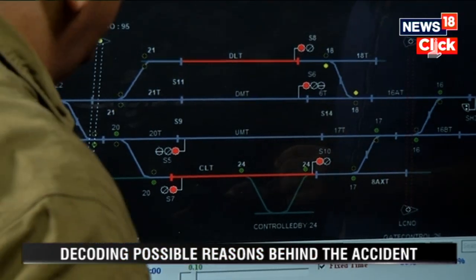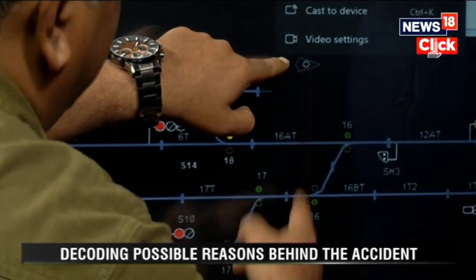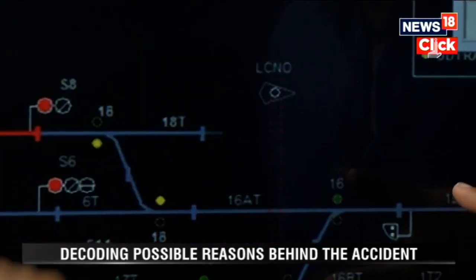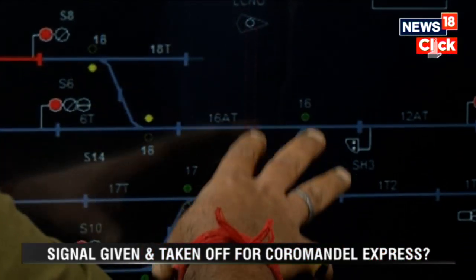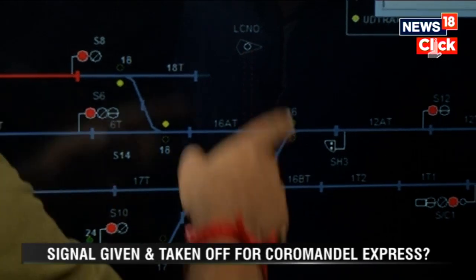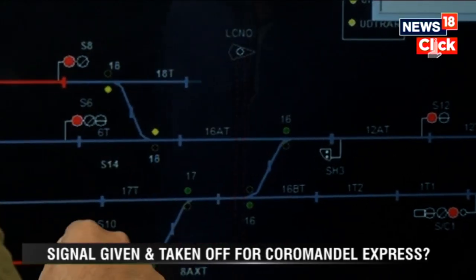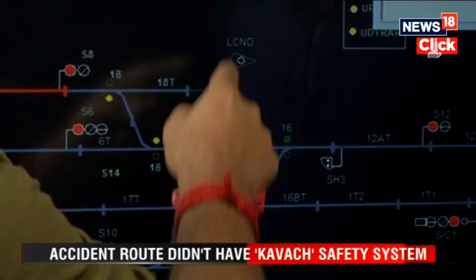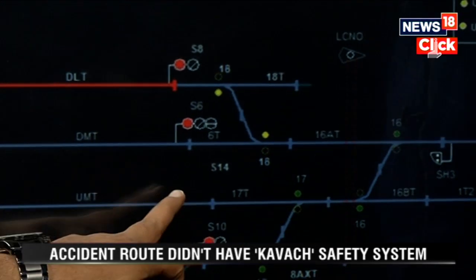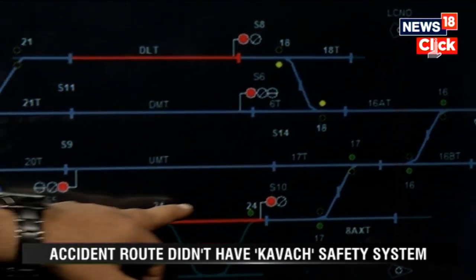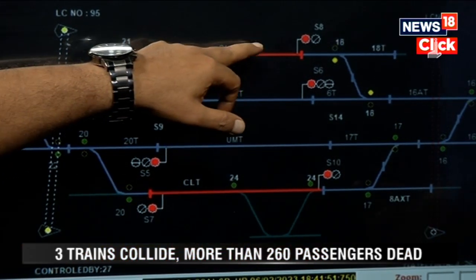Correct. So now you can see here is one level crossing. On this particular level crossing is exactly the site of the accident, the point of the accident. Now, this is the up main line, this is the up loop line, this is the down main line, and this is the down loop line.